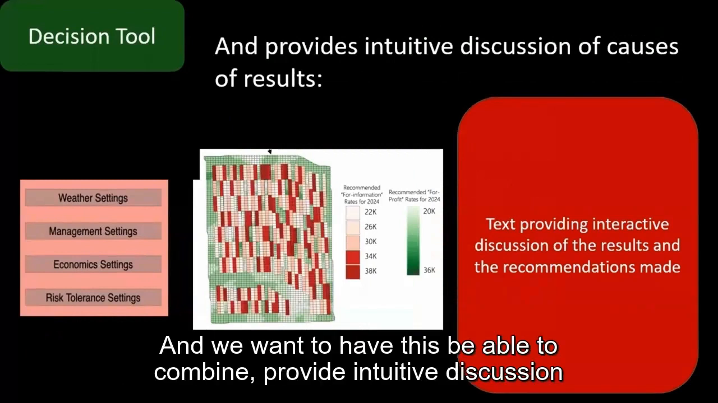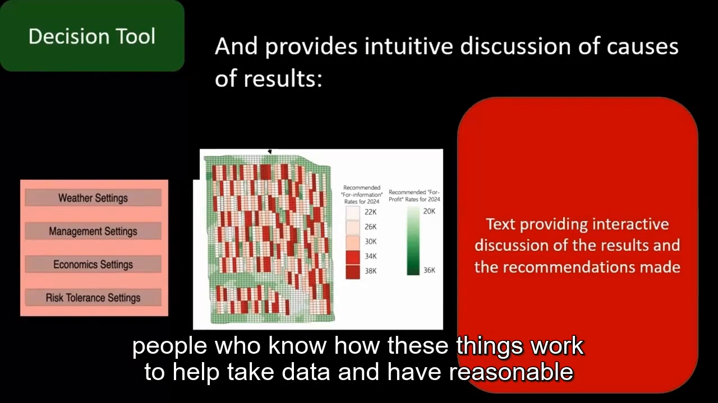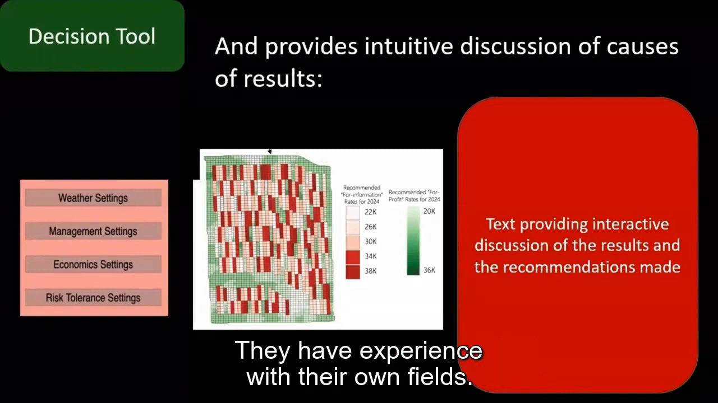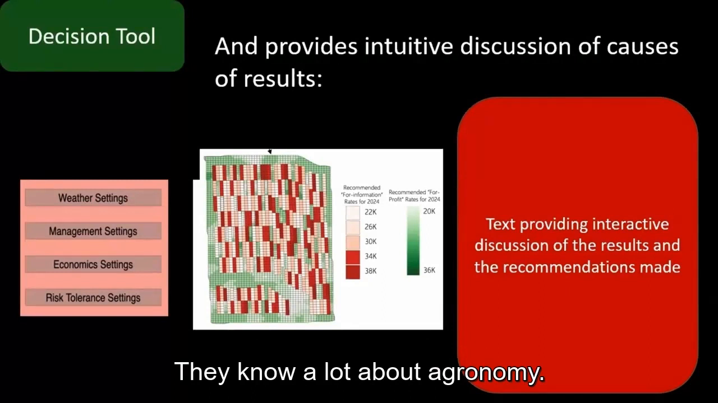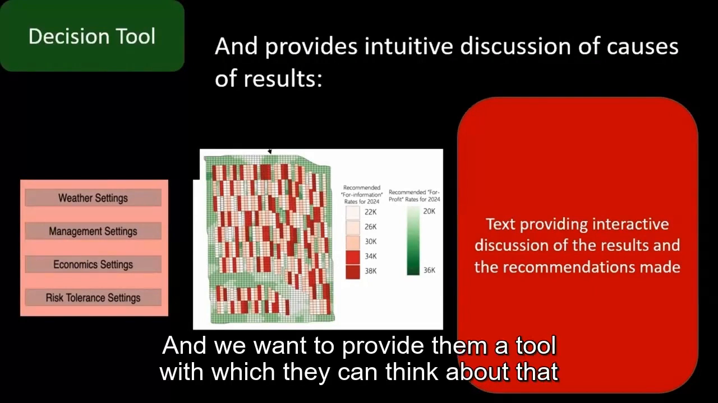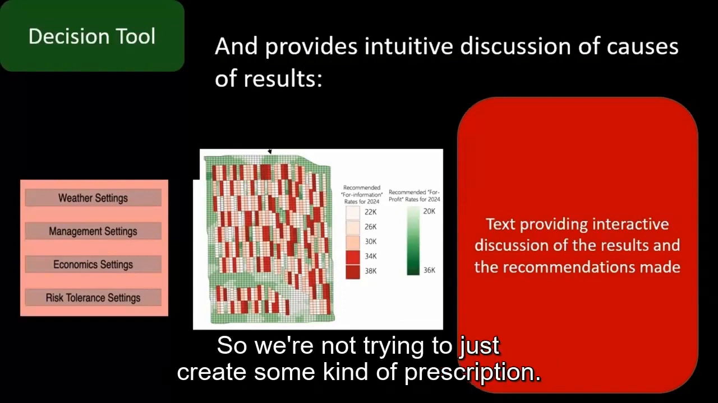And we want to have this provide an intuitive discussion of the results, which means you've got to get agronomists and people who know how these things work to help take data and give reasonable interpretations of what's going on. We're trying to create a tool that consultants and farmers can use. They have experience with their own fields. They know a lot about agronomy. Well, then why in this part of the field did we see this result? And we want to provide them a tool with which they can think about that and come to their own conclusions. So we're not trying to just create some kind of prescription.